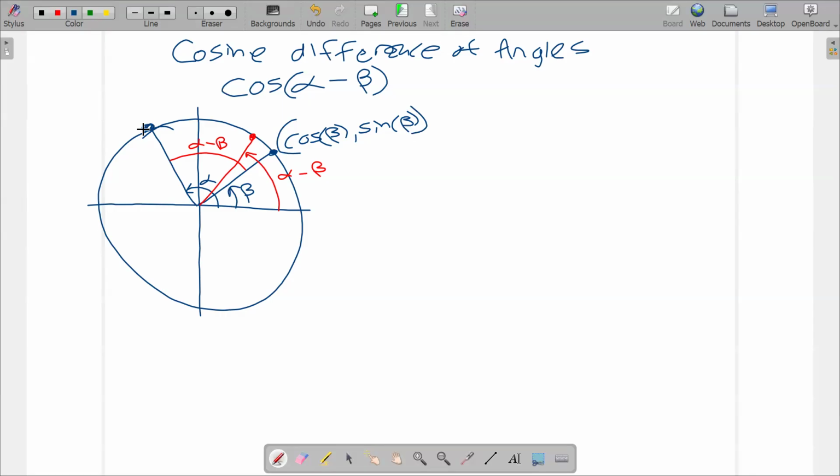Second point, cosine alpha, sine alpha. And then that red point I created has an x value of cosine of alpha minus beta and a y value of the sine of alpha minus beta.